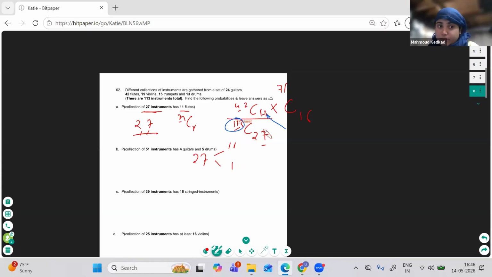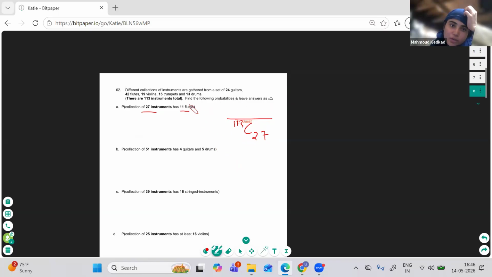Okay, I'll go again. You're to select a total of 27 instruments from 113, so that's going to be the denominator. Now, from those 27, you have 11 flutes. 11 from what? From 42. So that's 42 C 11 times you still have 27 minus 11 remaining to select. So C 16, that you need to select from what? From the remaining, so it's 113 minus 42, that's 71.